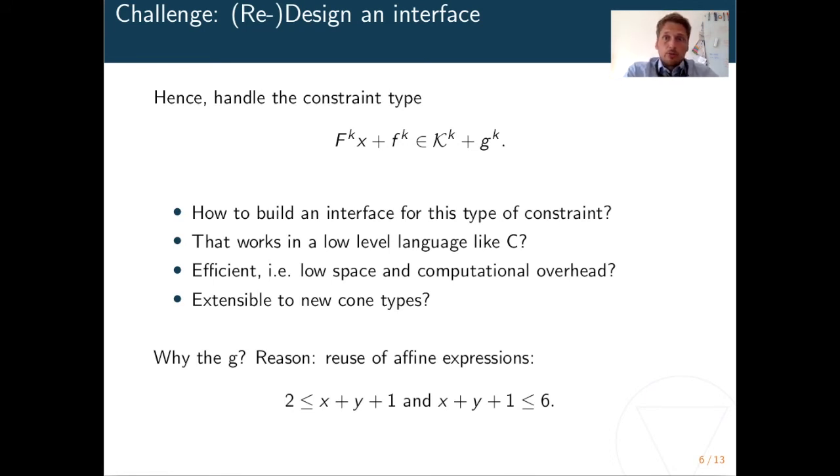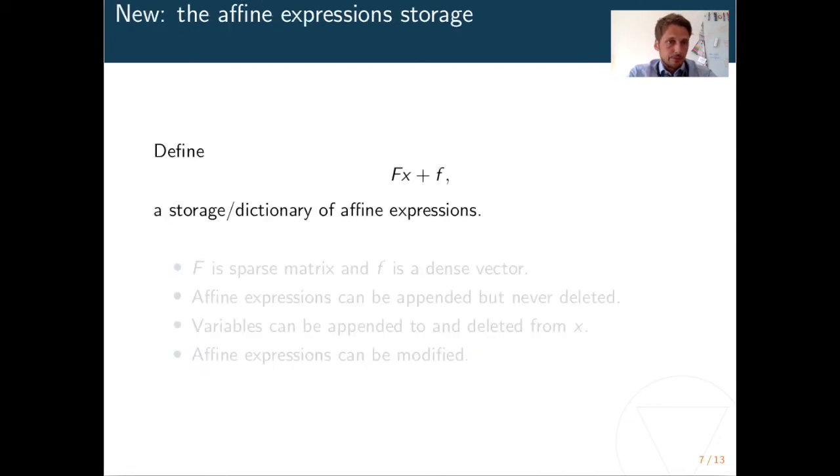The fact that we use a G vector here in the description and in the notation of the following slides is rooted in the idea of being able to reuse the same affine expression in several constraints with different right-hand sides. And this is then something that might contribute to the space efficiency of the new interface.